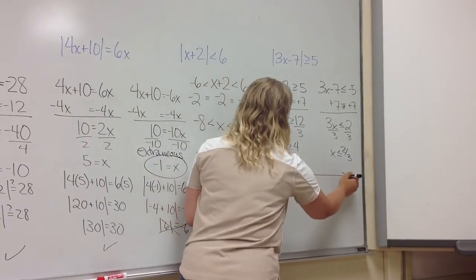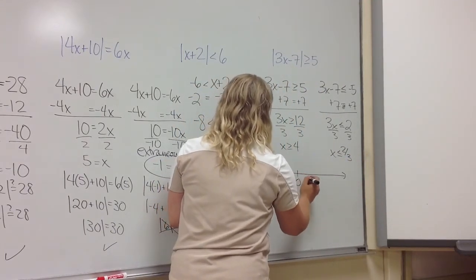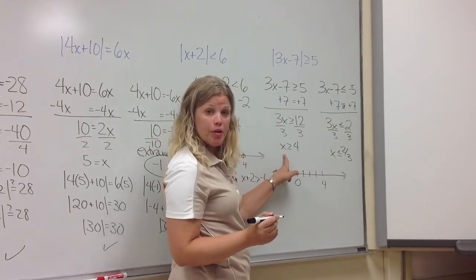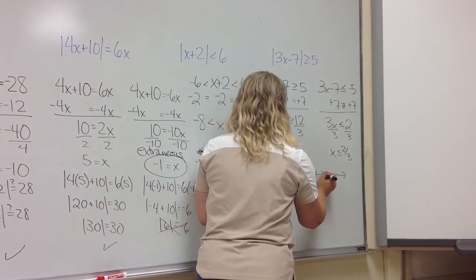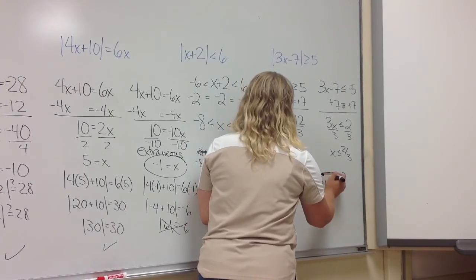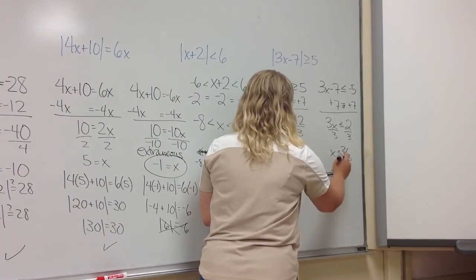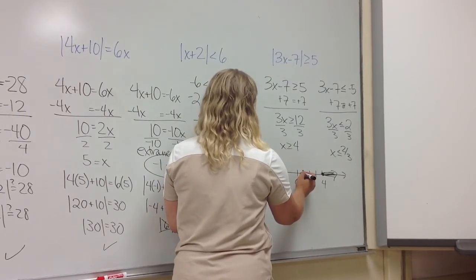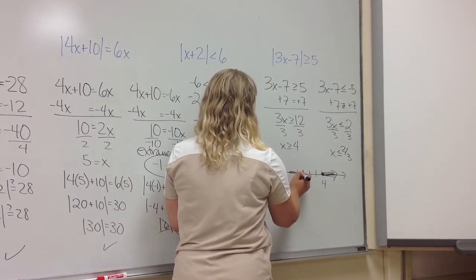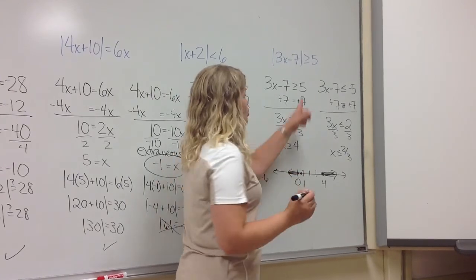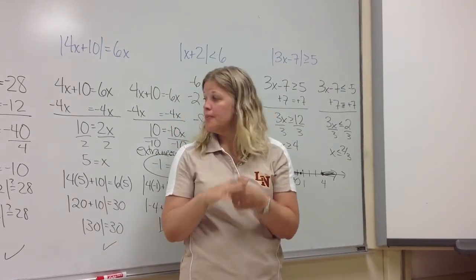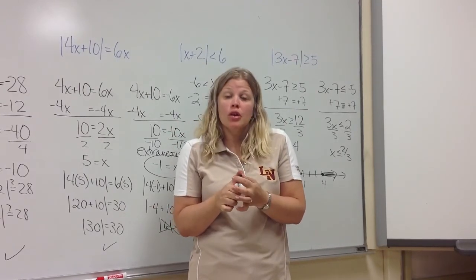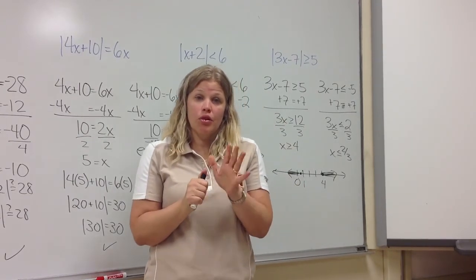Okay, so let's draw this. We need to put in our 0. Let's come down here to 4. Open or closed dot? Closed. And it's greater, so you go to the right. 2/3, good. It's right here between 0 and 1. Closed dot, and we're going to the left. Greater than should always shoot out. Less than should always be in between. We're going to practice this some more, so don't worry yet.